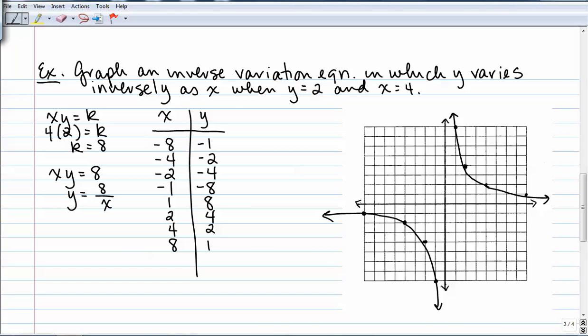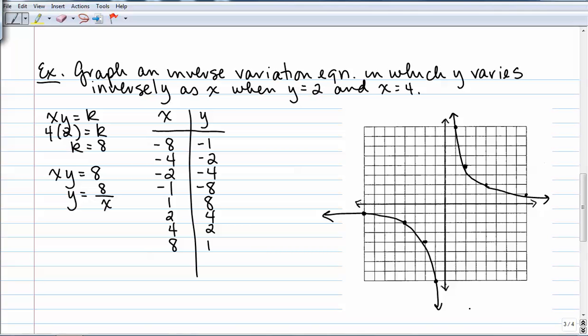All of your inverse variation graphs will look like this, with a curve in the first quadrant, a curve in the third quadrant, or if k is a negative number, you'll have a curve in the second quadrant and a curve in the fourth quadrant.